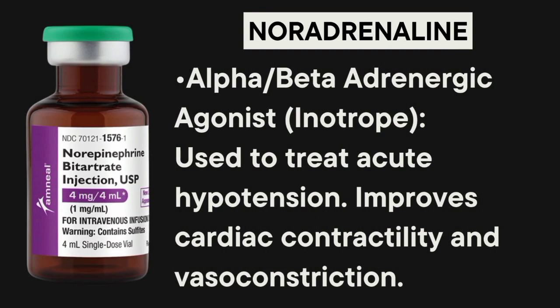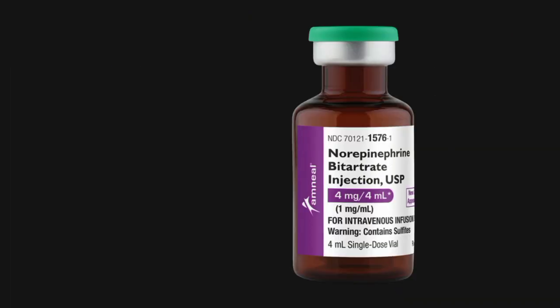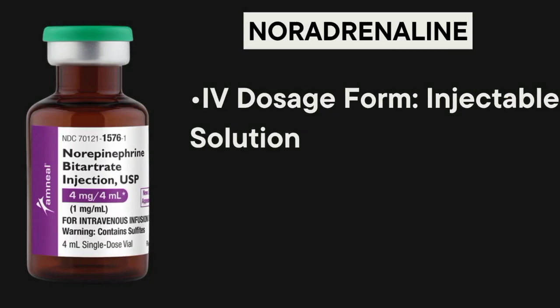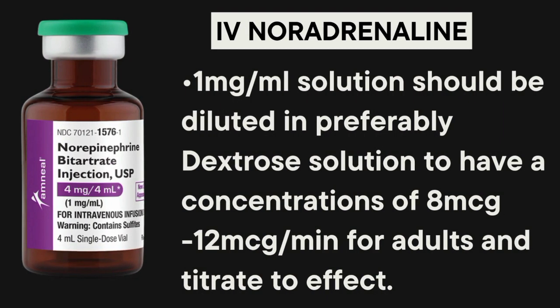Next is noradrenaline, also known as norepinephrine. It's an alpha beta adrenergic agonist, an inotrope. It's used to treat acute hypotension. It improves cardiac contractility and vasoconstriction. The IV dosage form comes in injectable solution. The 1 milligram per ml solution should be diluted, preferably in dextrose solution, and given at 8 to 12 micrograms per minute for adults, titrating to effect.